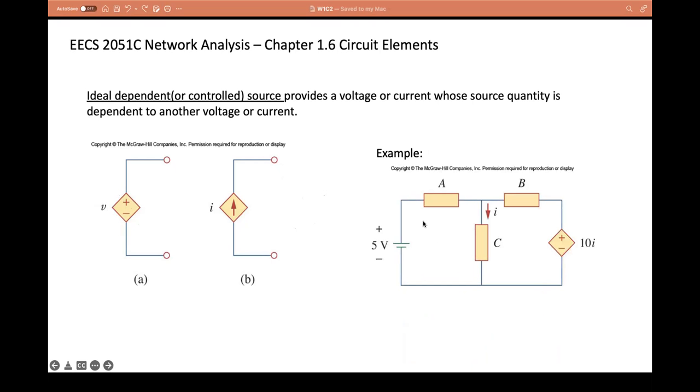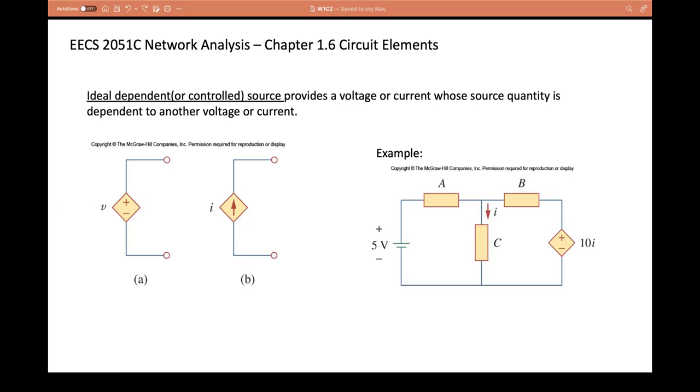So let's look at this figure together as an example. This 5 volt source is an independent source, because we see the polarity sign and this specific assigned number. So this is an independent voltage source. However, this source here is a dependent voltage source. First, it has this positive and negative sign, so it's a voltage source.